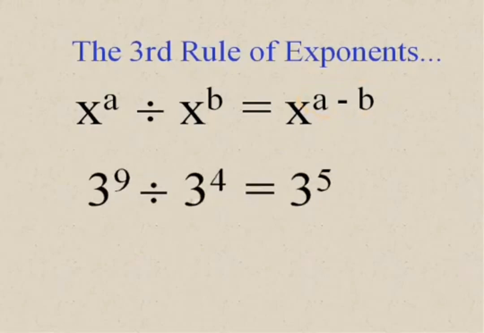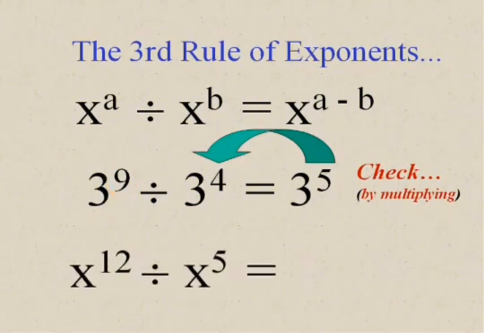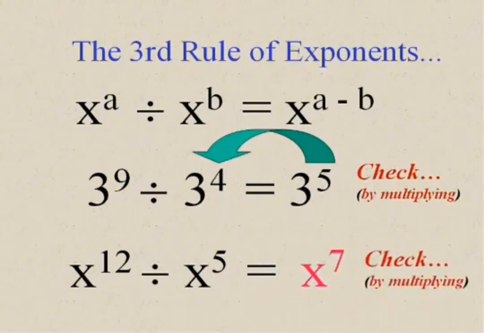Okay? For instance, 3 to the 9th divided by 3 to the 4th is 3 to the 5th. Now you can check that by multiplying backward, because 3 to the 5th times 3 to the 4th, it does work, doesn't it? So you don't have to memorize this rule, just always check it. X to the 12th divided by x to the 5th, we can subtract exponents and we get the answer. Now let's check it by multiplying. Doesn't x to the 7th times x to the 5th equal x to the 12th? Yes, it does. So it works.